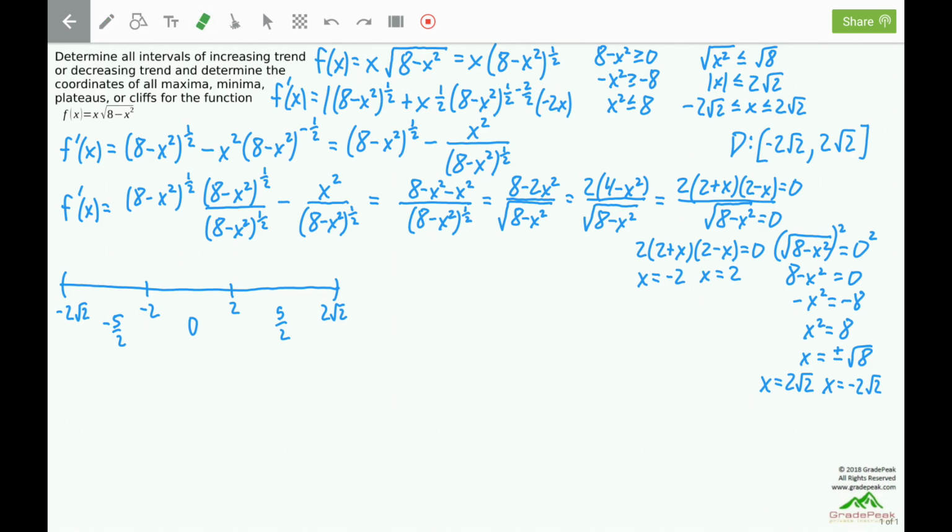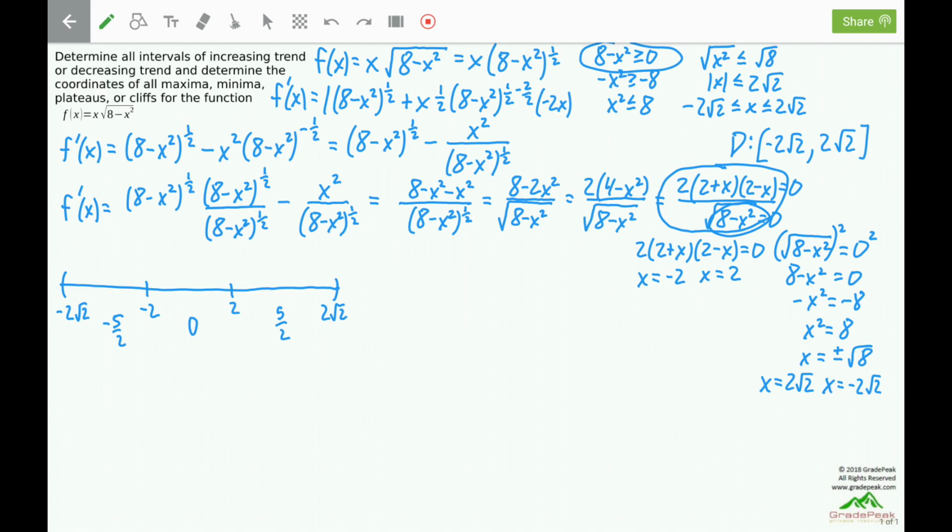We can now test the trend of each of these intervals by plugging the test value into the first derivative. We don't care about the value of the first derivative, just whether it is positive or negative. So the best place to plug into is the fully factored version, which is this one here. Now, a couple things about this. The denominator, the even root, the domain requires that what is inside of that even root, the 8 minus x squared, up here is greater than or equal to 0. It's a positive number.